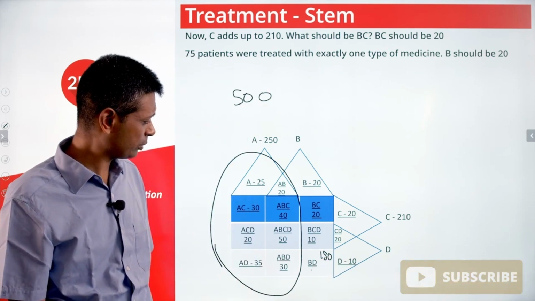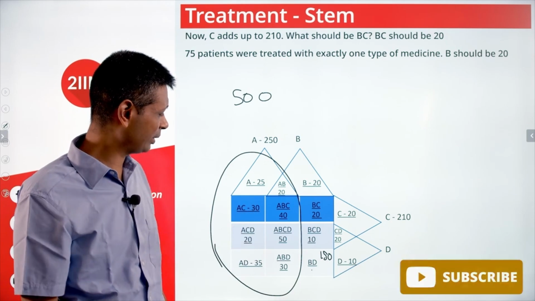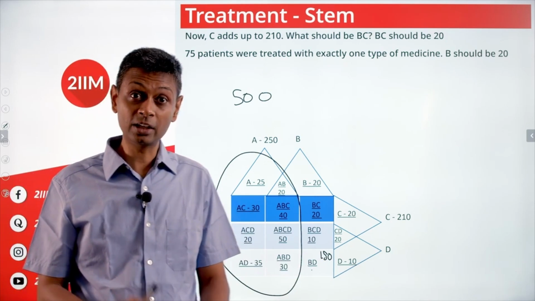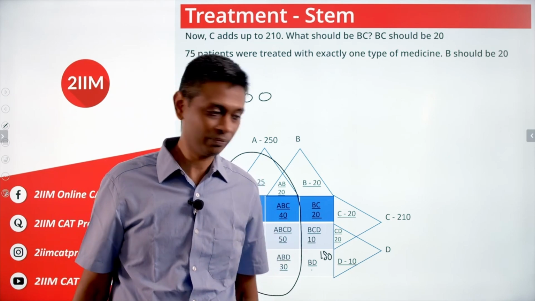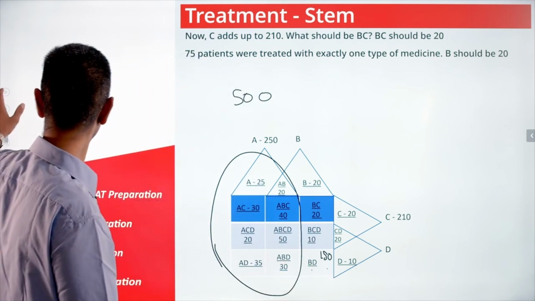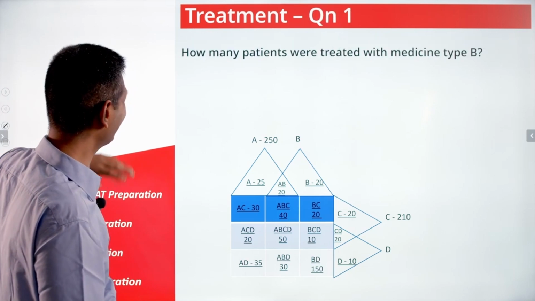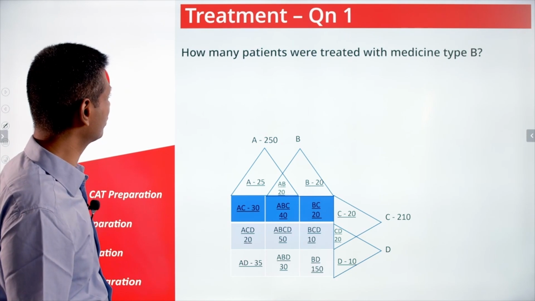So it's unusual. When I came to this point, I was very surprised. I said all numbers are 10, 20, 30, 40, 25, 35. And then suddenly there's the 150. So I did a double take, but it turns out it is indeed 150. So this number should be 150. Lovely. Now we've got everything filled in. Now all we've got to do is answer the questions.